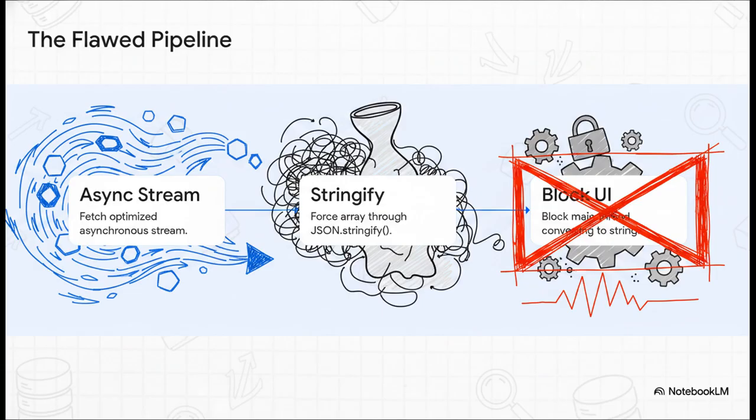Okay, step 1, Timothy has this highly optimized asynchronous data stream. Awesome. But then step 2, he forces that entire massive array of JavaScript objects through JSON stringify. He's freezing it into one gigantic string. And because of how local storage works under the hood, step 3 is the real killer. It completely blocks the main UI thread. He literally took something fast and fluid and turned it into a synchronous brick wall.